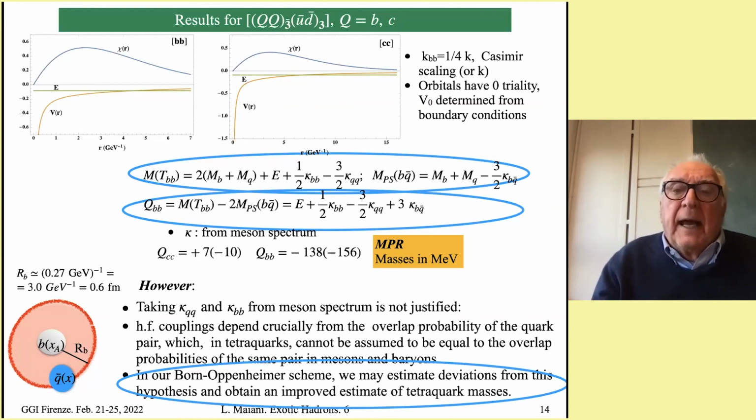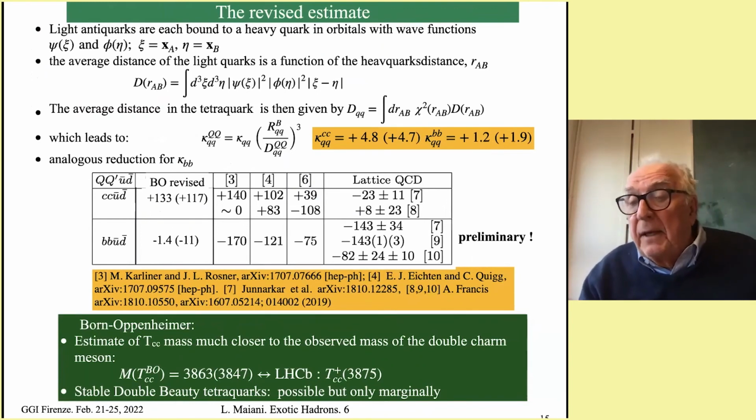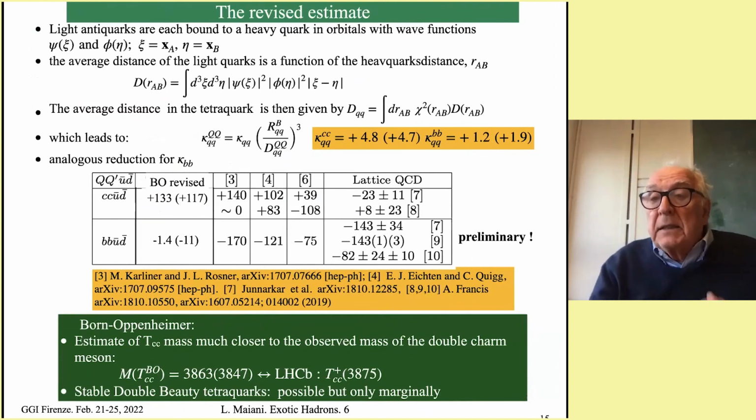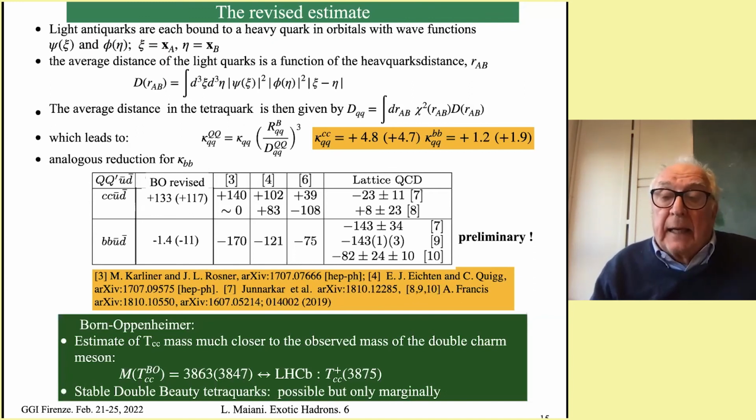We can compute everything. And if we do that, we find a surprise. The kappa QQ in the tetraquark is much smaller than the 100 MeV of the kappa QQ in the proton. And this is due to this geometrical factor. And if you do that, we get a Q value which is closer to the difference between the D and D star mass. That is, we get a result which is very close to the DD star threshold, which is what the experiments find. So it's a good correction and brings us in better agreement with the estimates of Karliner and Rosner and Eichten and Quigg, which are more or less in the same ballpark.